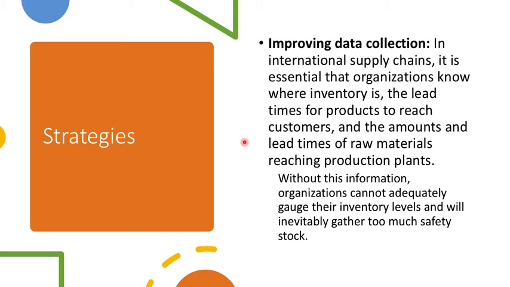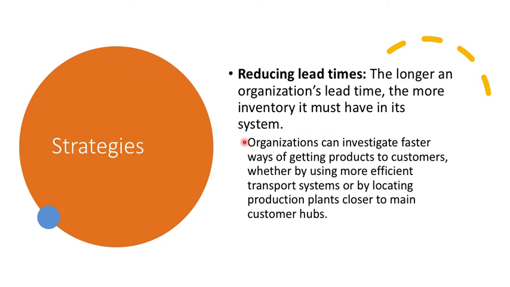In order to maintain proper accuracy, data is definitely very important. As it is also mentioned in international supply chain, it is essential that an organization knows where inventory is, the lead time for the product to reach the customer, and the lead time of raw material reaching production plants. So it's really important to have accurate data so that you can plan or make decisions according to it. So data collection is very important in maintaining inventory or doing the management of inventory.